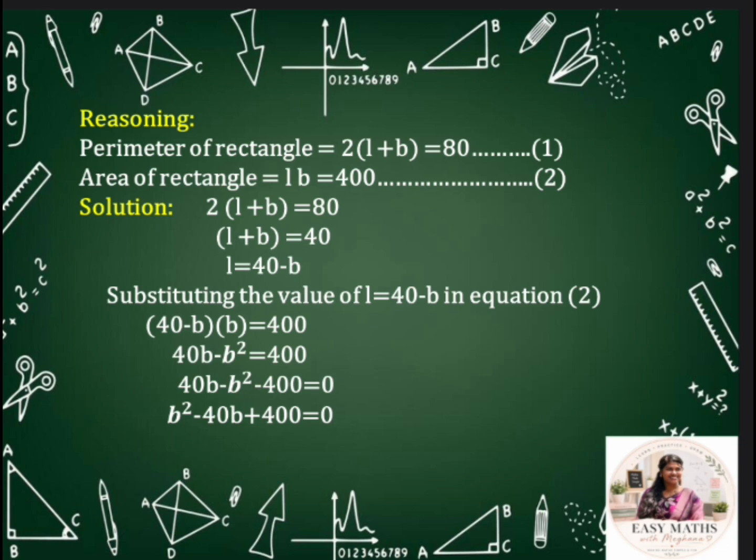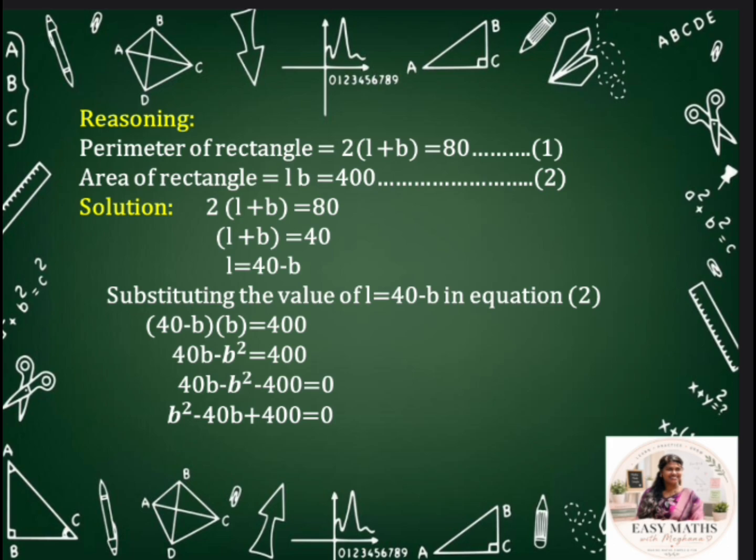By solving equations 1 and 2, we can write 2 into (L plus B) is equal to 80, L plus B is equal to 40. So I can write L is equal to 40 minus B. Substituting the value of L as 40 minus B in equation 2, I can write (40 minus B) into B is equal to 400.